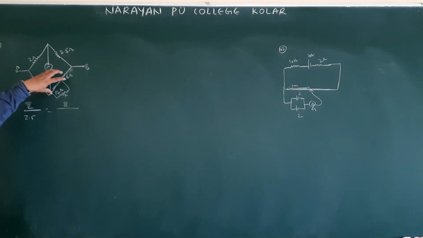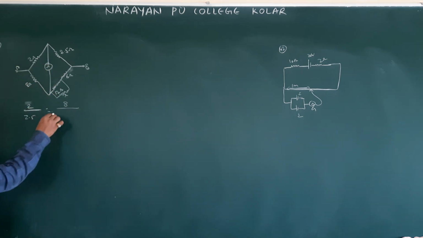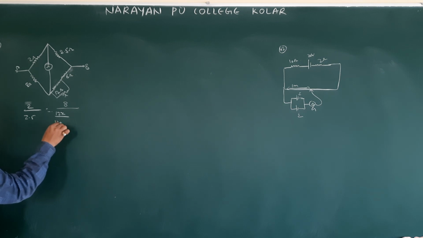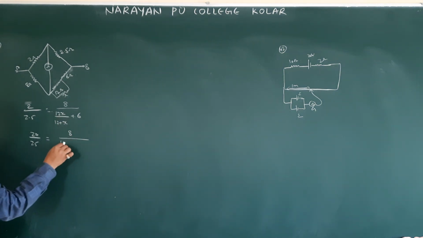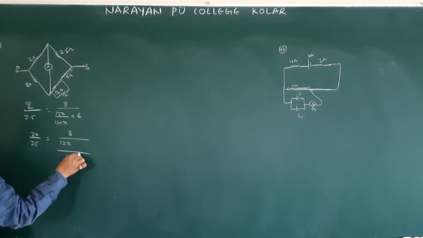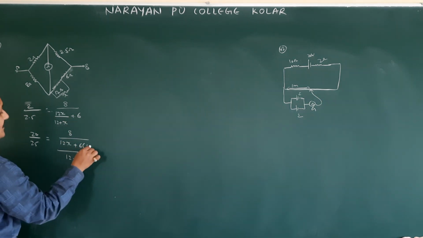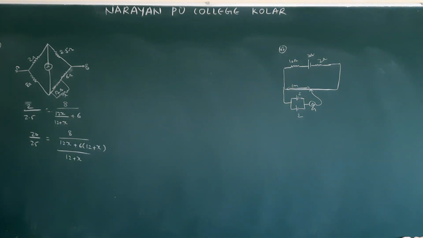So these two resistances, this total resistance we have to calculate. These two are connected in series. Here these two are connected in parallel. Therefore 12x by (12 plus x), plus 6. Isn't it? So here the resultant resistance is these two connected in parallel, 12x by 12 plus x. So 2 by 2.5, 20 by 25, is equal to 8 by, so 12x, what is the LCM? (12x plus 6 into (12 plus x)).